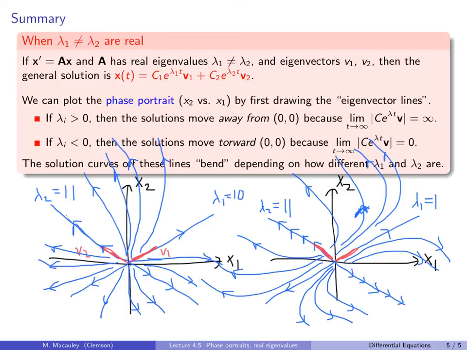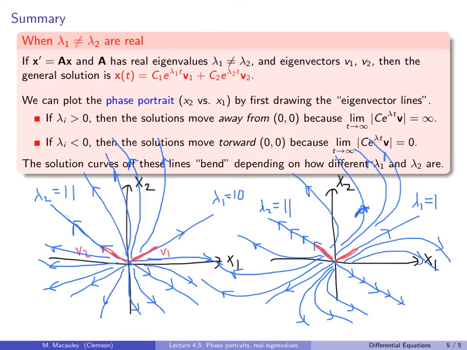Let's suppose I had made this 10.99999 and this being 11. Picture what's going to happen. Well, then these things are going to go off. It's going to basically look like a star. And it turns out, we will see later, that when we have a repeated eigenvalue and two eigenvectors, these things will actually be going off into straight lines. It will look like a star.